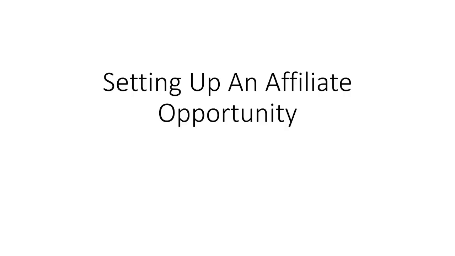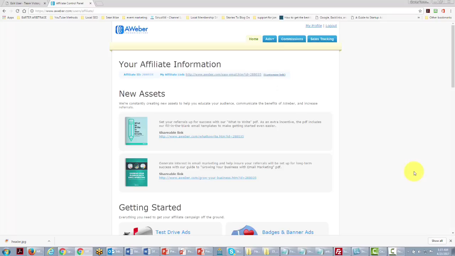Welcome back. Now in this video, we are going to be discussing setting up an affiliate opportunity. You are now looking at the affiliate area for Aweber, an autoresponder company. The reason that we've come to Aweber is because they have several different kinds of ads for their affiliate program. And one of the things that you will notice if you go into the ads area is that they have video ads, they have badges and banner ads.